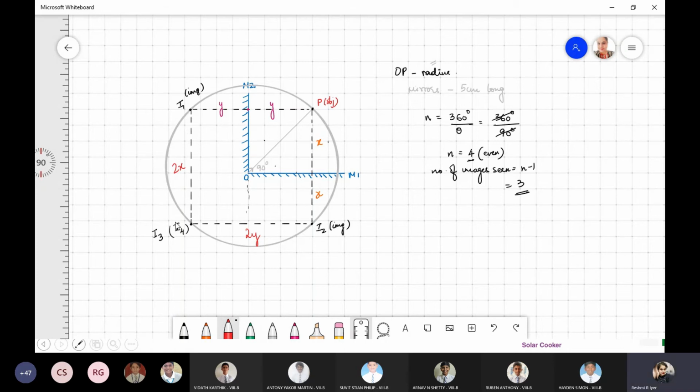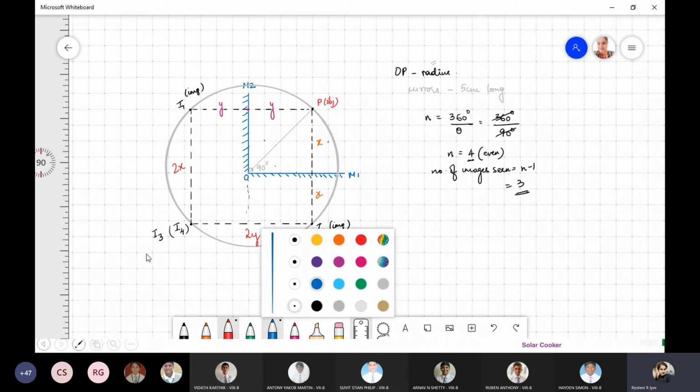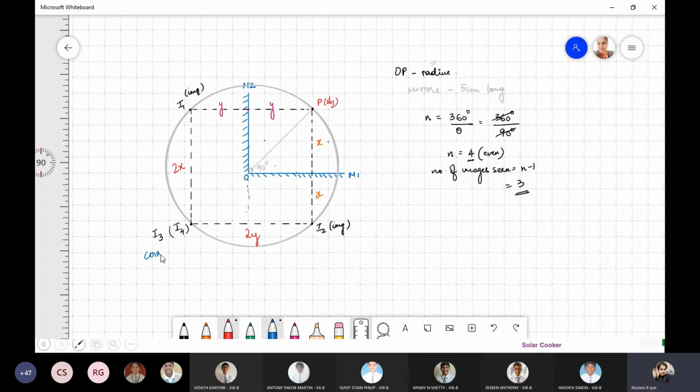And now you've got your 4 images. So as per the formula, 4 images are formed. But what are we seeing? I3 and I4 are formed at the same location. They are coinciding. Do you all understand this? That is why, how many images do we end up seeing? So 3. Only 3. Now did you understand?